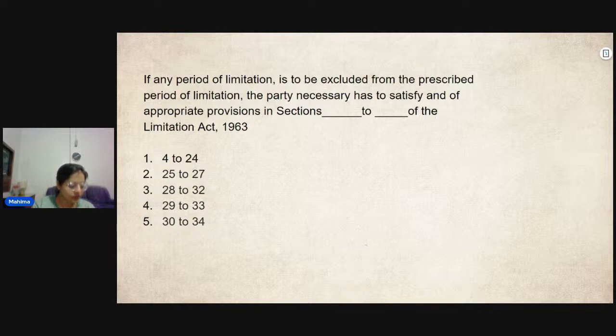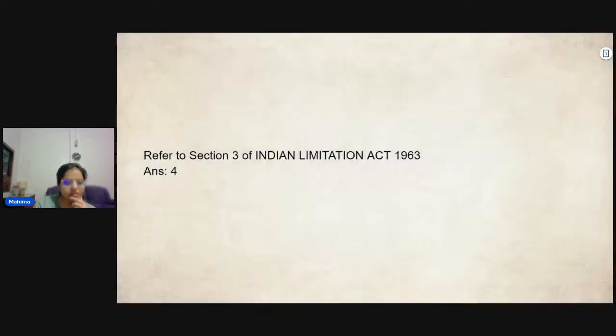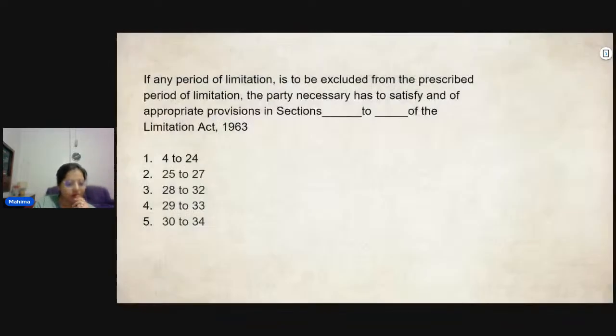Okay? The one in dark for the previous question, the one in dark. Okay.